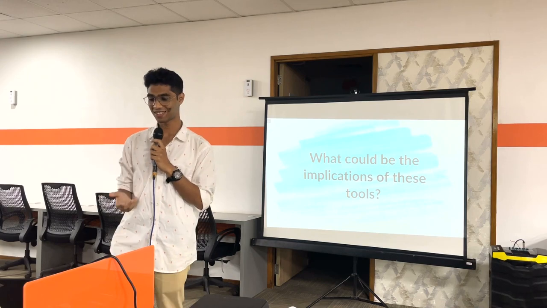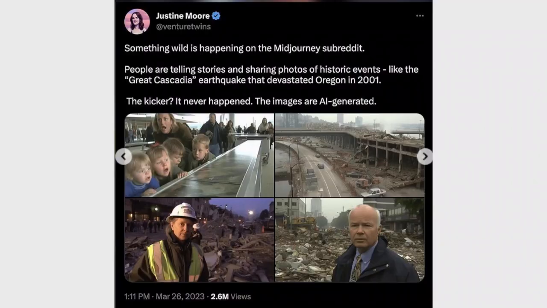So let's look at a few examples of how this happened. This is the famous Great Cascadia earthquake, which happened in 2001. Surprisingly, it never really happened. This is completely AI-generated. So one prominent example is misinformation. Spreading misinformation became extremely easy using this kind of AI image generation software.